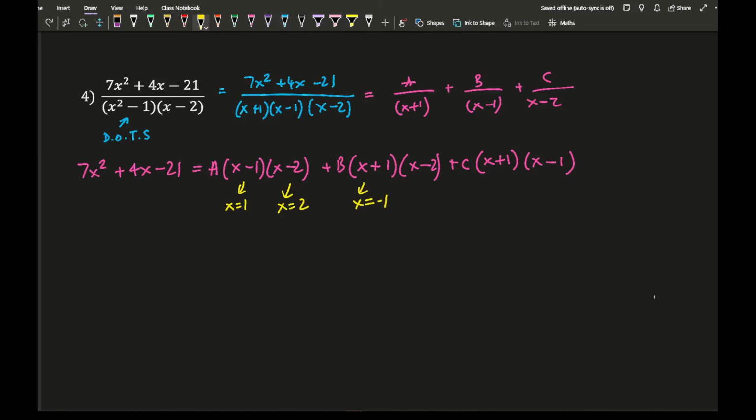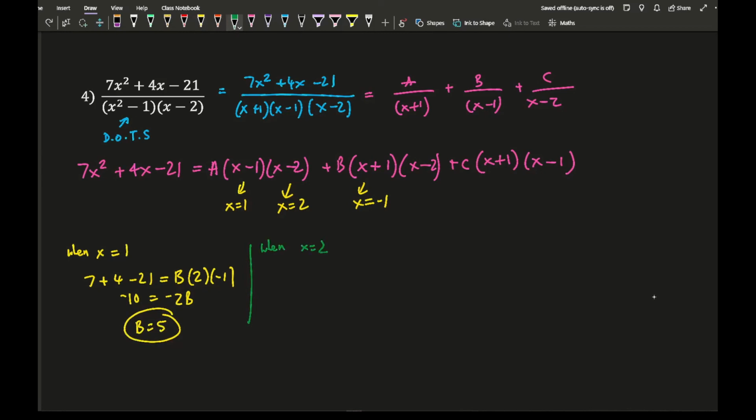So looking at our first value, when x equals 1, what do I end up with? Well, I end up with 7 plus 4 minus 21 equals, and it's going to leave me with b, so that's 2 times 1. So simplifying this, I get minus 10 equals minus 2b, so b equals 5. So that's my first value. The second value is when x equals 2, so that's going to give me 28 plus 8 minus 21 equals c, which is going to keep 3 times 1. Simplifying this gives me 15 equals 3c, so therefore c equals 5 as well.